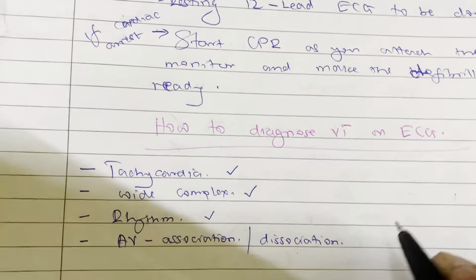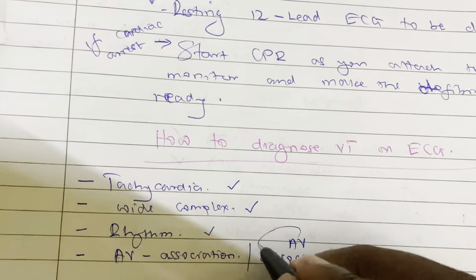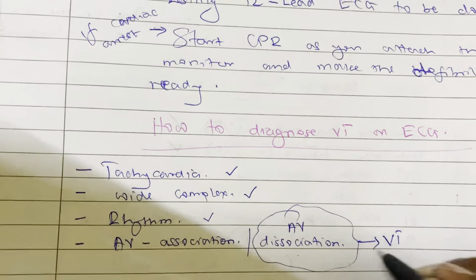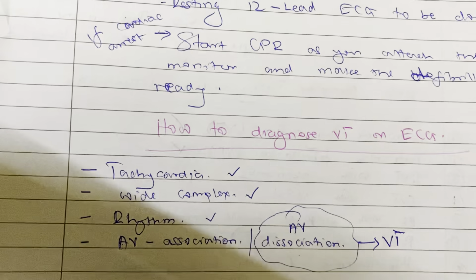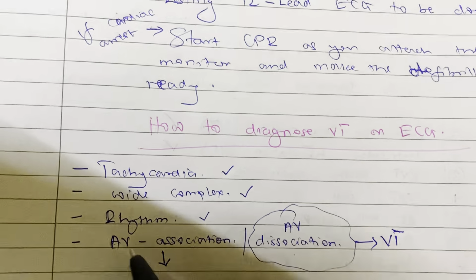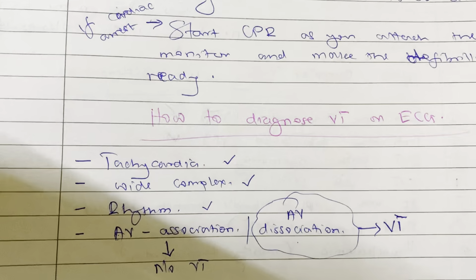So if there is AV dissociation, this one will favor VT. AV dissociation shows a VT. AV association, no VT.